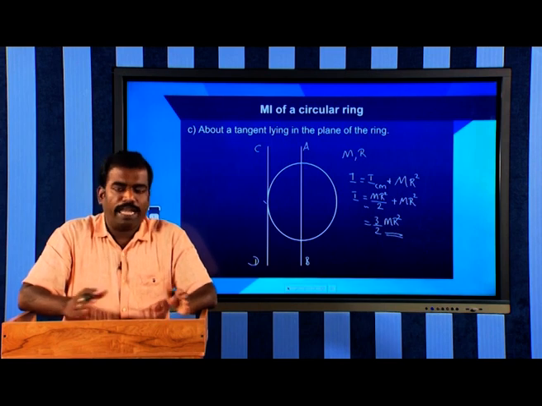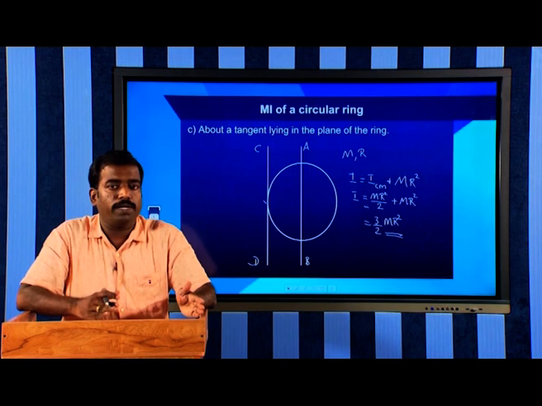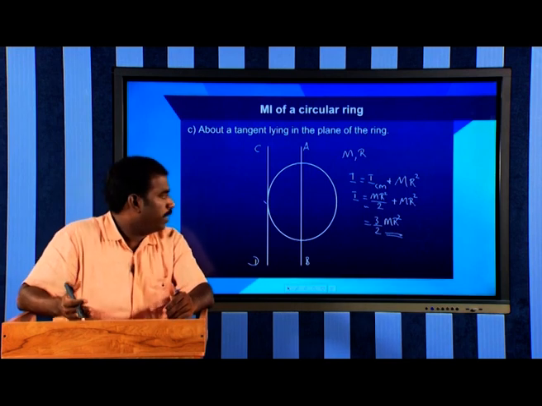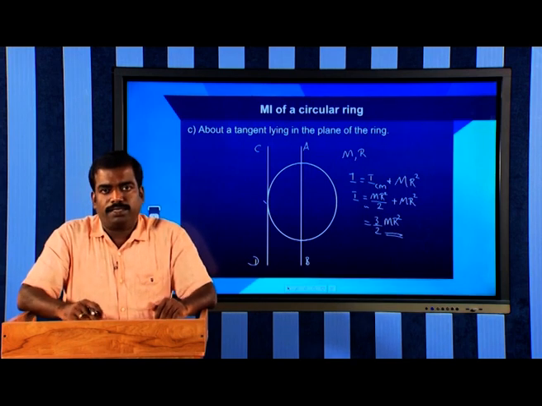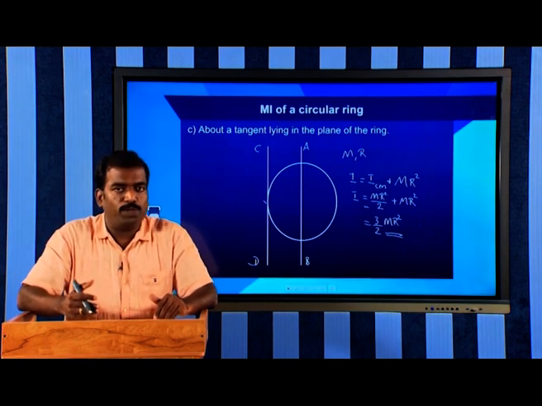Do not blindly use any of the formulae. After seeing the moment of inertia of the ring, do not just use M R square by 2, or M R square, or 3 by 2 M R square. Just understand about which axis we need to find the moment of inertia. Okay. So, this is a very important thing, the moment of inertia of a circular ring.